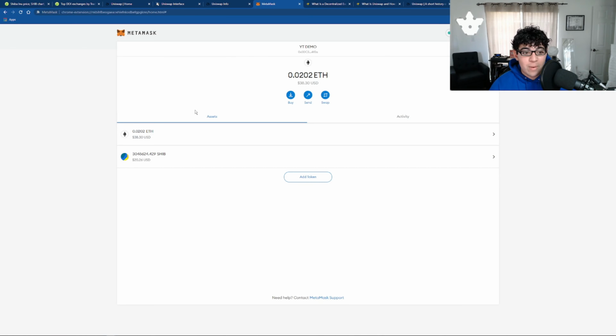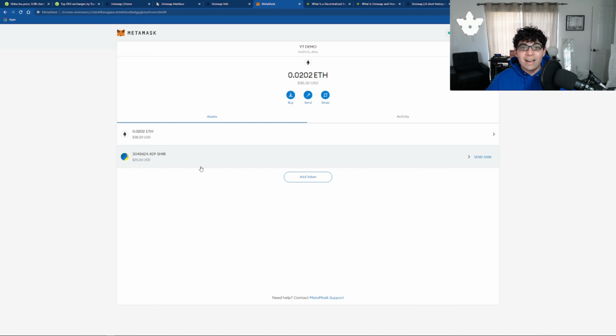Now when I go to my Metamask wallet, there's my $20 worth of SHIB. 3,048,624. Like I said, it's an estimate. Things are changing. Uniswap is a very intuitive platform. There's a lot of code and mathematics to go behind it. I'm gonna create another video in the future that explains more about what Uniswap does and how does it work with the smart contracts and executions and automated market makers.